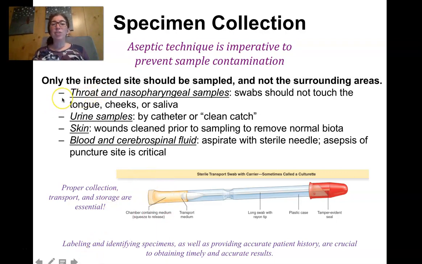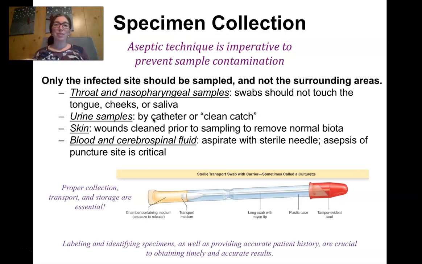Throat and nasopharyngeal samples is what's been going on with the COVID-19 SARS-CoV-2 coronavirus sampling. Urine samples, usually you don't swab, you just get a cup full of urine, either by catheter or by clean catch, where you clean the area first, the external skin, because there's lots of microbes externally on the skin outside the urethra, so you typically want to try not to catch any of those.